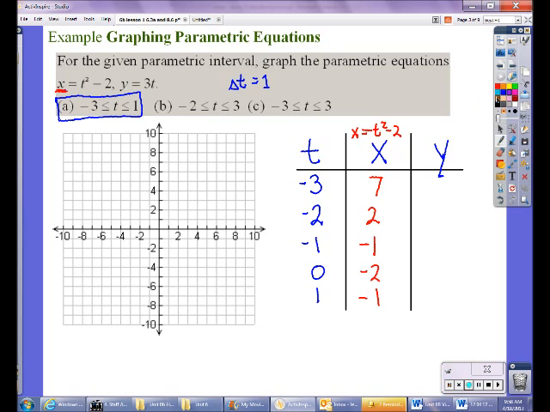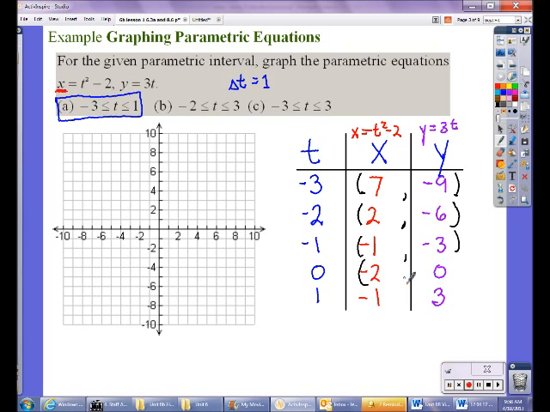To get my y values, I'm plugging into my y equation. I'm just, once again, taking my t values and plugging them in, so each of them will be 3 times what the t value was. 3 times -3 is -9, 3 times -2 is -6, etc. And now these will be our xy coordinates, 7, -9, 2, -6, etc.